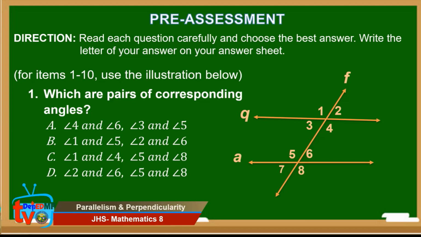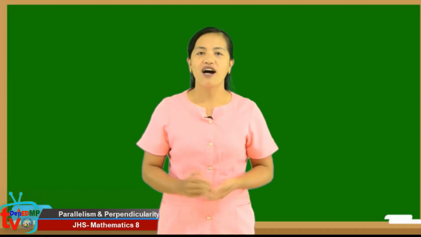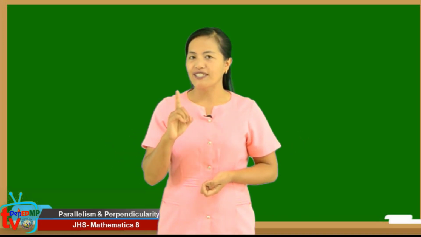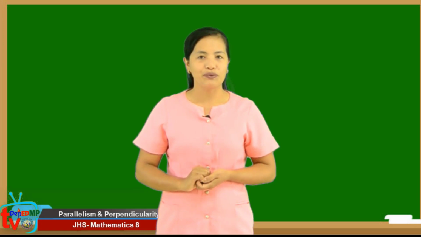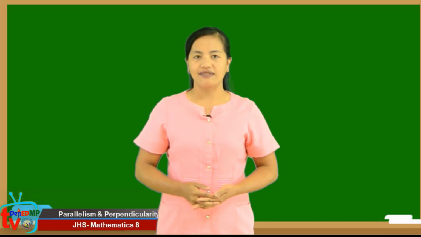For items 2 to 15, answer silently on your answer sheet. After answering, check your answers using the answer key provided at the last page of the module. You may pause this video if you are ready to continue the pre-assessment. Hit the play button when you are done. How is the result of your pre-assessment? If you didn't get a perfect score, don't worry. You will soon understand after going over the lesson.